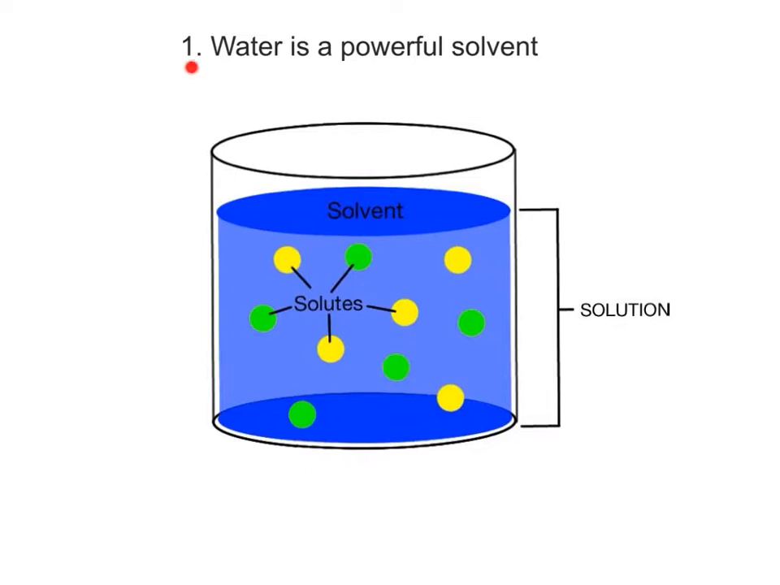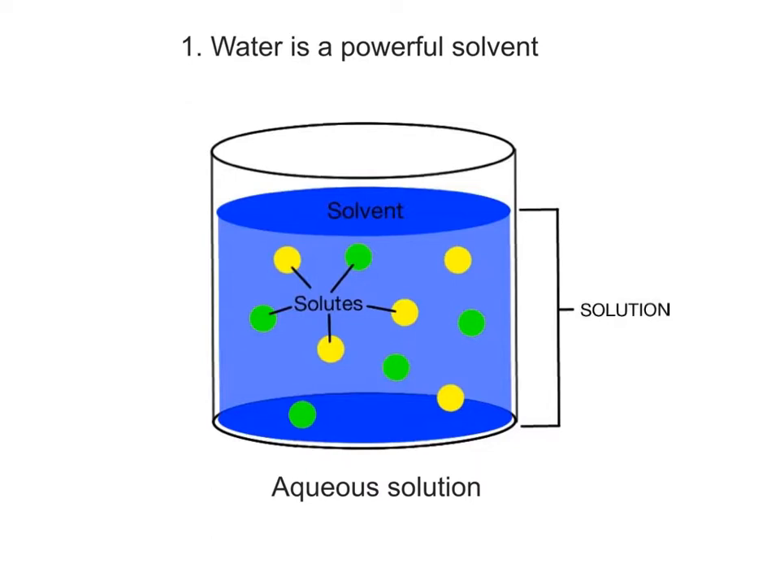First, water is a powerful and flexible solvent. A solvent is a chemical that is able to dissolve other substances, which we refer to as solutes. When a solute is dissolved and evenly distributed within a solvent, a solution is formed.